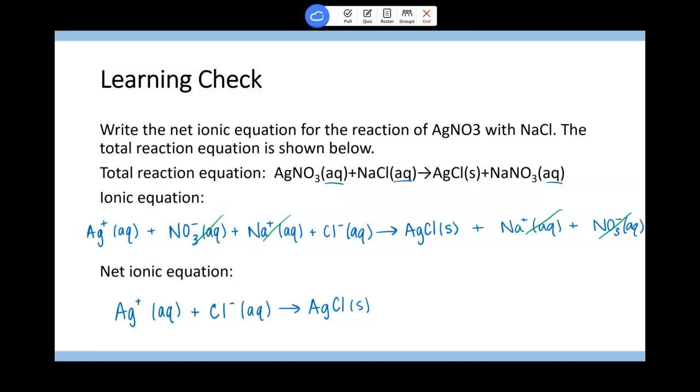Okay, questions on this process, writing ionic equation and the net ionic equation? Yes. The 2 ions that are present in the solid are on the left side and on the solid on the right side.